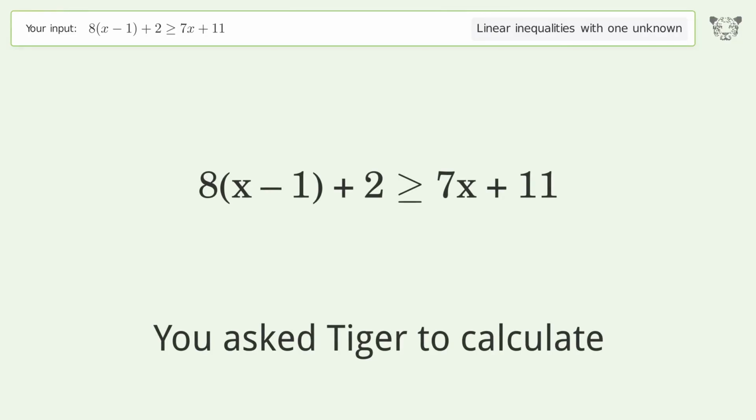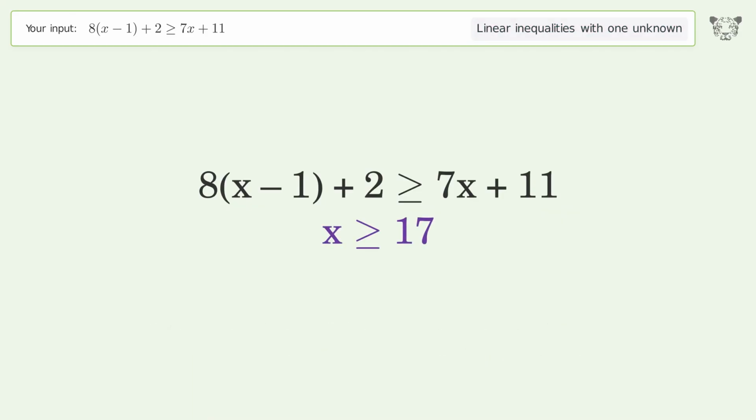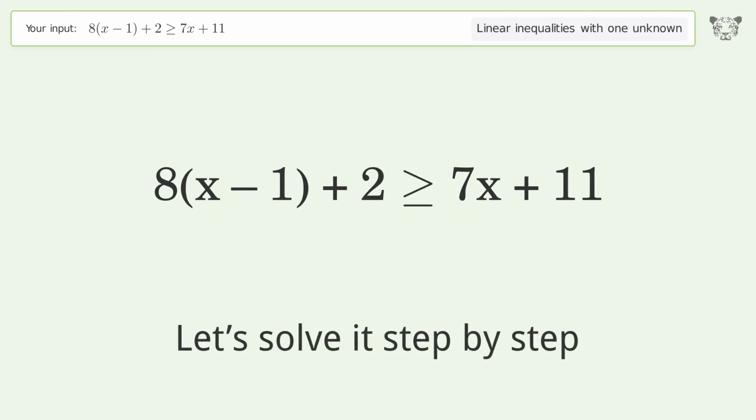You ask Tiger to calculate. This deals with linear inequalities with one unknown. The final result is x equal or greater than 17. Let's solve it step by step.